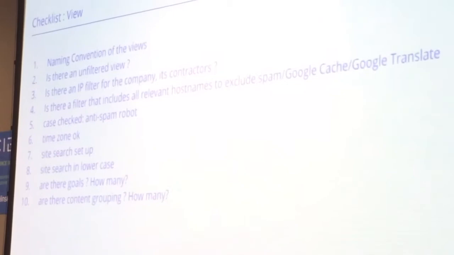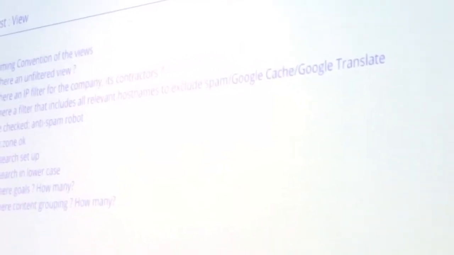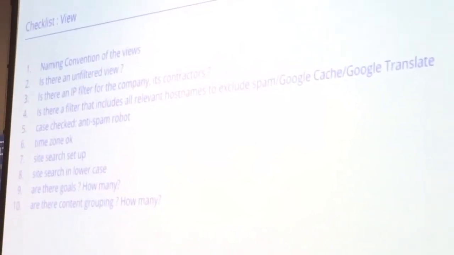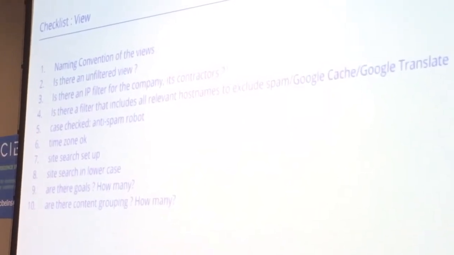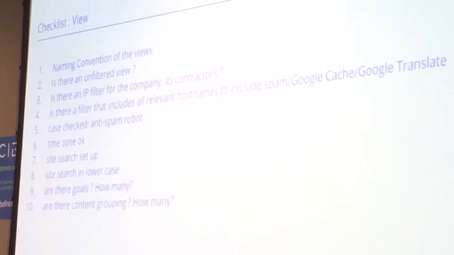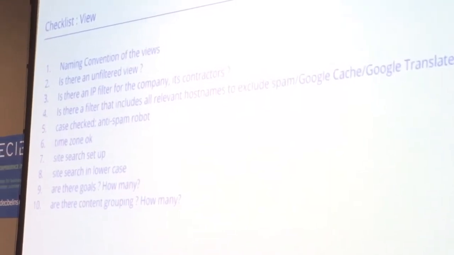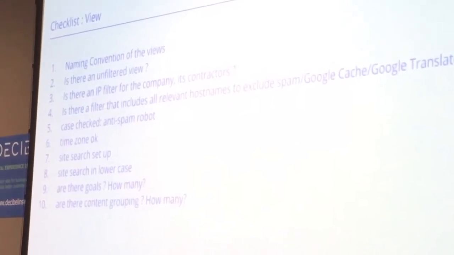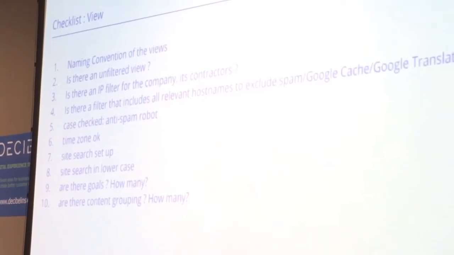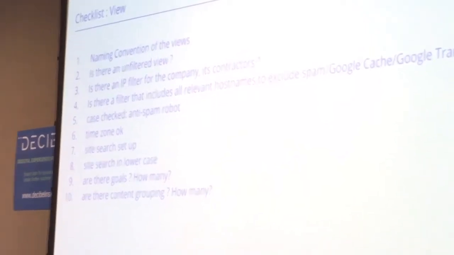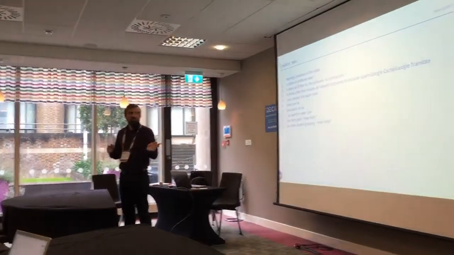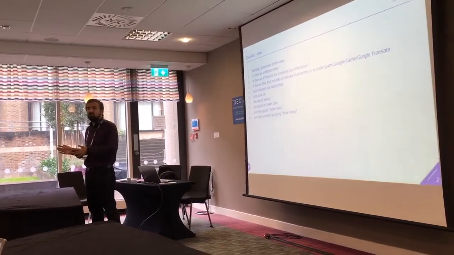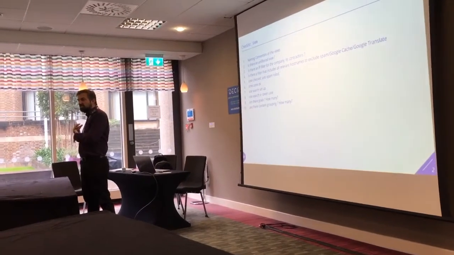Is there a filter that includes all relevant hostings? You know that in Google Analytics you may have some spam, from external spam. So usually a good include filter is to make sure that you only get in Analytics only what you should get. So only the host name that is kind of whitelisted. This filter will probably exclude spam, but also Google Cache and Google Translate, but because it's actually not on your host name.